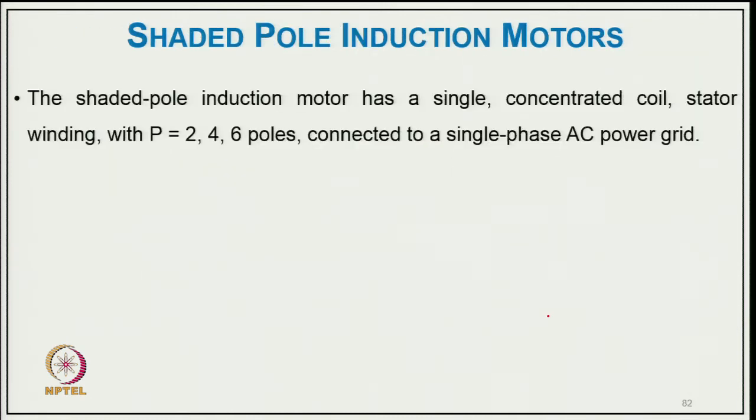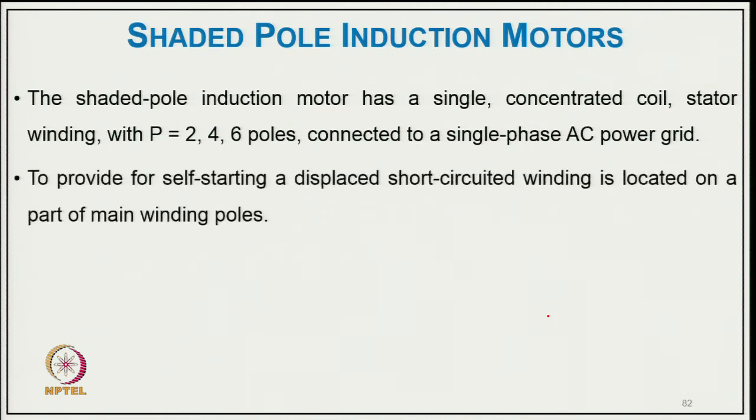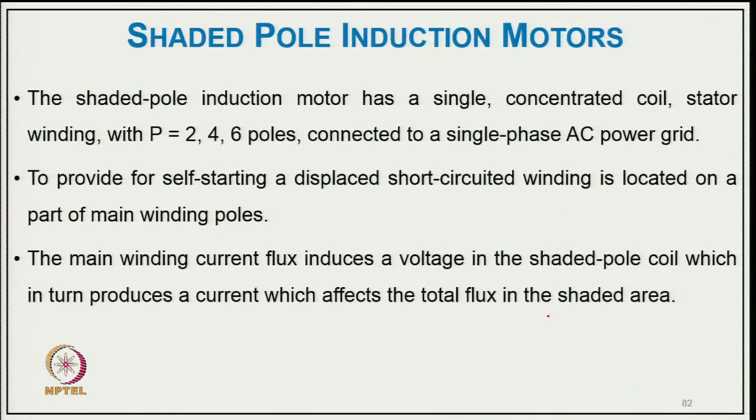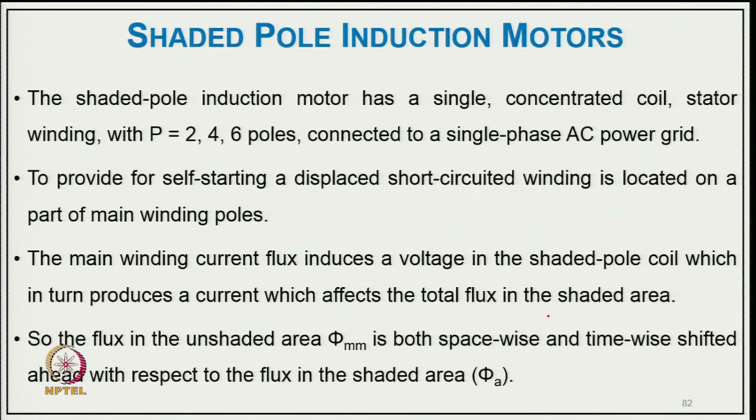So, shaded pole motors have a single concentrated winding, instead of a winding with 2, 4, 6 poles, connected in single phase in the AC power grid. They provide self-starting by a short circuited winding located on a part of the main winding pole. The main winding current flow induces a voltage in the shaded pole, which in turn produces current which affects the total flux in the shaded pole, and such flux is both space-wise and time-wise shifted relative to the flux of the unshaded part of the pole.